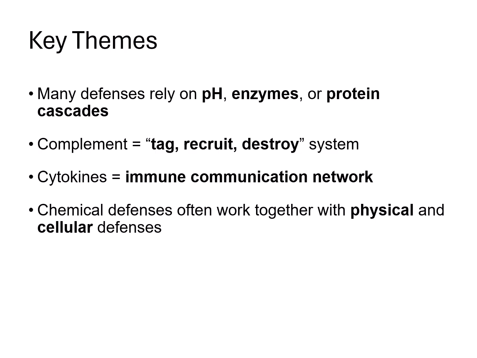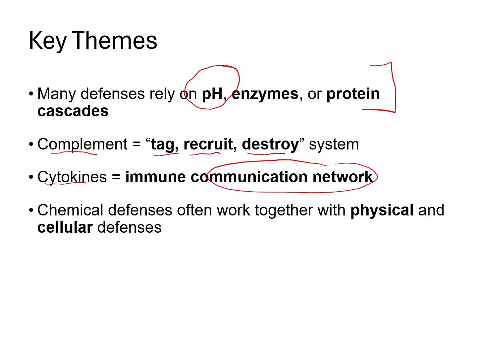So key themes of chemical defense include that defenses might rely on pH changes, such as a lowered pH, to inhibit microbial growth, different enzymes or protein cascades like the complement system. When I look at the complement system, we see a lot of tagging pathogens, recruiting other white blood cells, and destroying the pathogen. Cytokines are our communication network. So these are cell signaling molecules. And we're going to see that our chemical defenses work really closely together with the physical defenses we saw in 17.1, as well as the cellular defenses we're going to see in the next section.